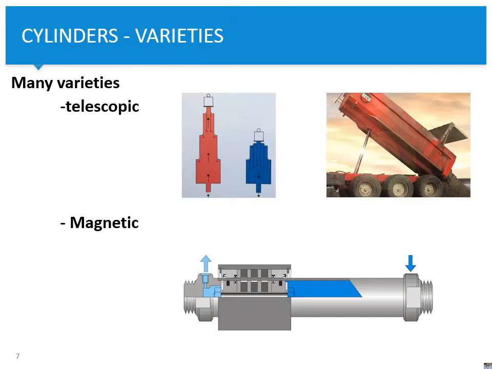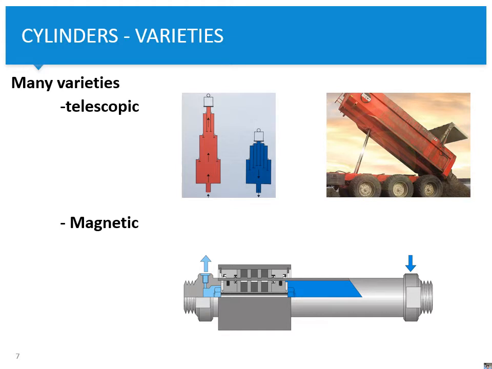And here are some examples of varieties. For instance, the telescopic cylinder, like you can see over here. And please note that this is a single acting cylinder in this case. It doesn't always need to be, but in this case it's a single acting cylinder, and it's activated by the weight of this dump truck.